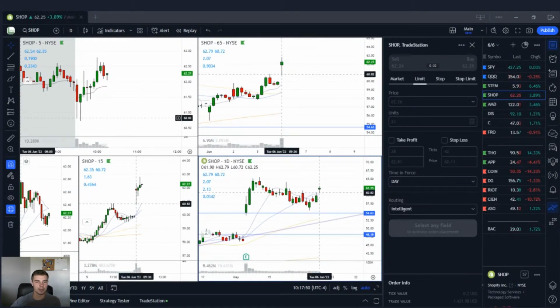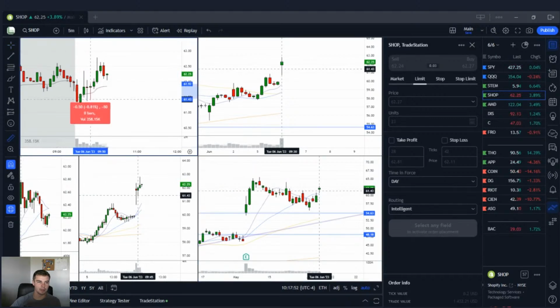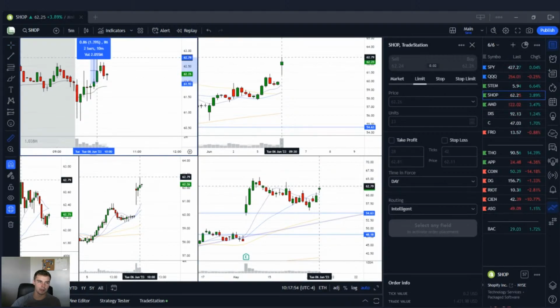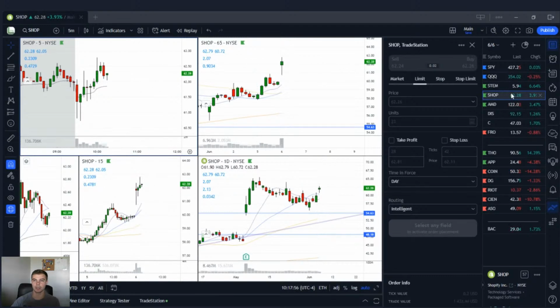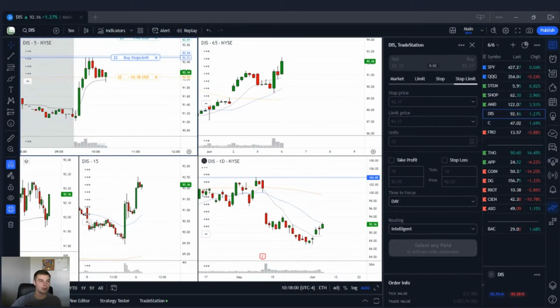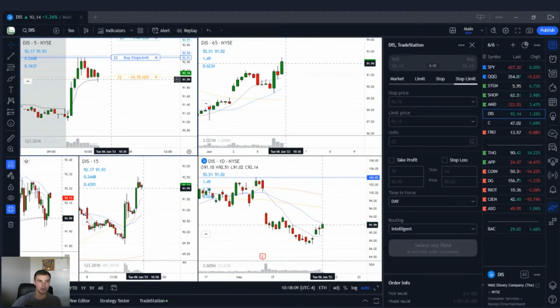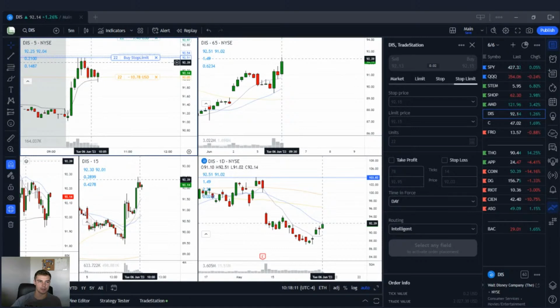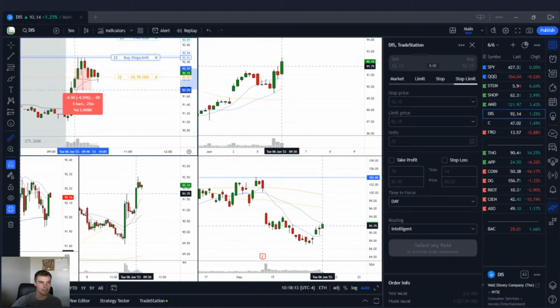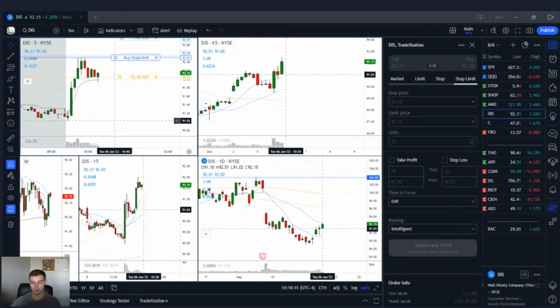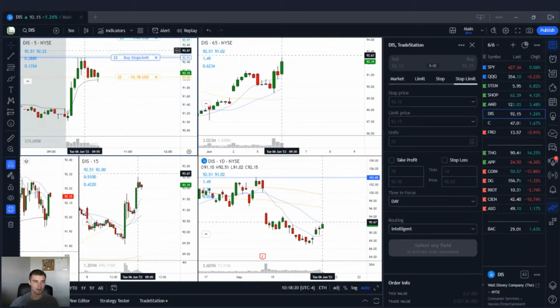Man, I'm really annoyed I didn't get this Shopify, honestly. This one, I mean, it was right there. I was watching it, about to get an order ready for it. And I just didn't. Alright, so Disney, peekaboo below that area. So I'm getting a little bit worried about the Disney, honestly. Tell you what, that buy setup is looking a bit better.